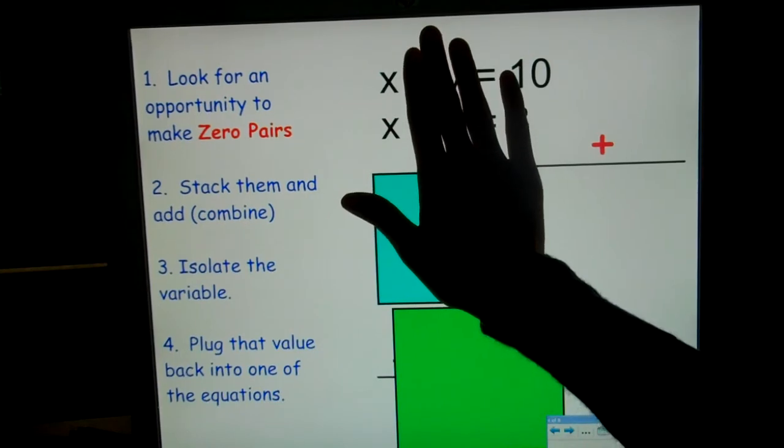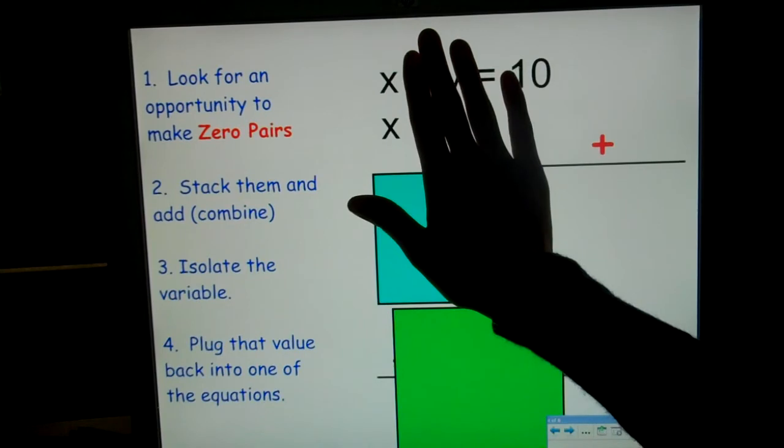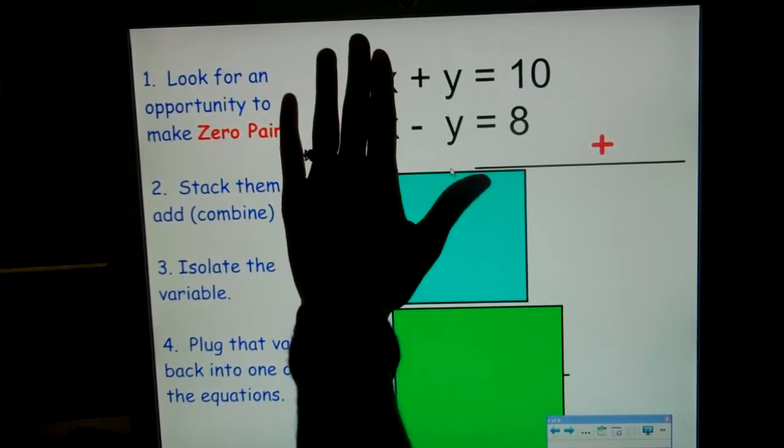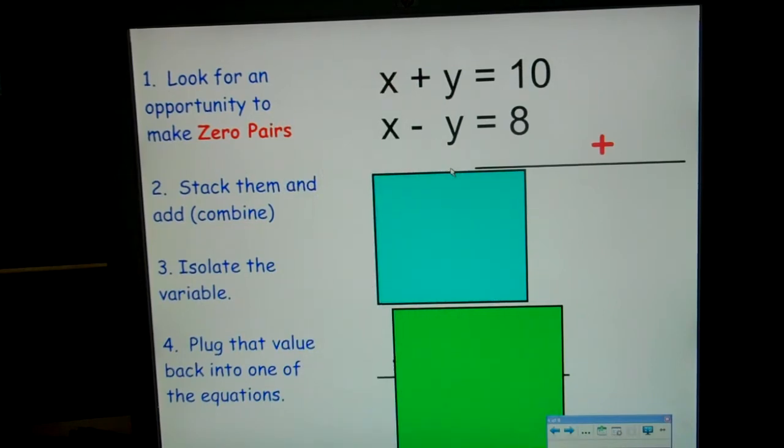Well, look at my x's. I have positive x and positive x. Well, if I put those together, that's going to give me 2x. That doesn't go to 0. Well, look at my y's. I have a positive y and a negative y. They are opposites of each other. They are also zero pairs. So these are going to end up canceling, which is good.